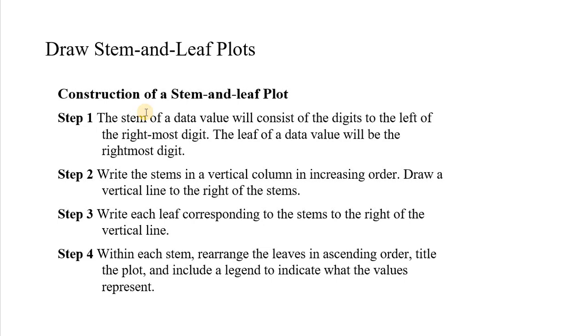Draw a vertical line to the right of the stems. Step number 3, write each leaf corresponding to the stems to the right of the vertical line. Step number 4, within each stem, rearrange the leaves in an ascending order. Title the plot and include a legend to indicate what the values represent.